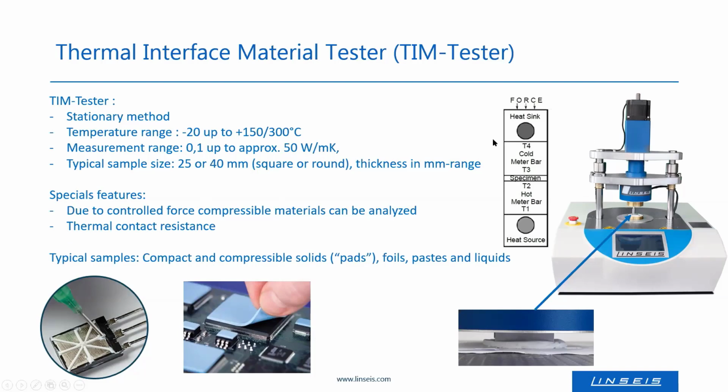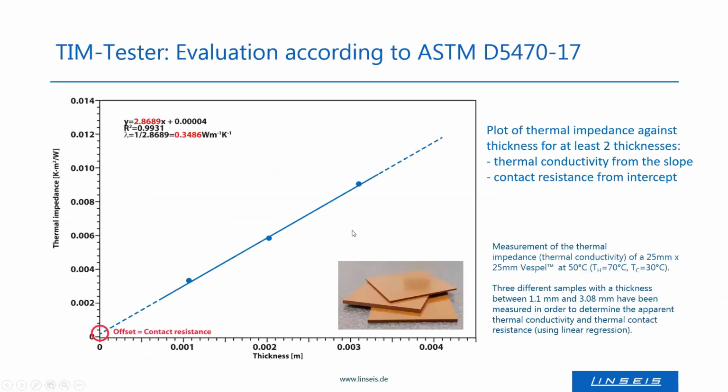So with this instrument, you can measure thermal conductivity, not only from hard and compact solids, but also from compressible materials. And you get not only thermal conductivity, but you can also get the thermal contact resistance. How this is done is explained in an American ASTM standard.